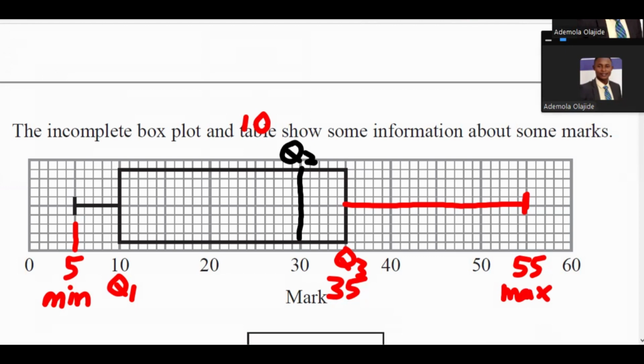Then, is there anything we have not found? If they ask us to find the interquartile range, the interquartile range is simply Q3 minus Q1, which is 35 minus 10, that is 25. If we are asked to find the range of scores, since the maximum is 55 and the minimum is 5, it will be 55 minus 5. Sometimes, if the data is normally distributed, the median could be exactly halfway between Q3 and Q1.